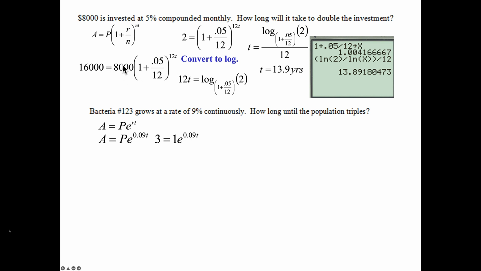Notice up here, it was 8,000 to 16,000, but because I doubled it, it's going to be a 2. It wouldn't have mattered if I had $1 to $2. It's still a 2. So remember that for your doubling or your tripling or whatever they want to do. All right, so convert to a log. Because it's base E, we have to go natural log of the 3, isolate the 0.09t, divide over the 0.09 into the natural log of 3, and calculator entry 12.2 years.